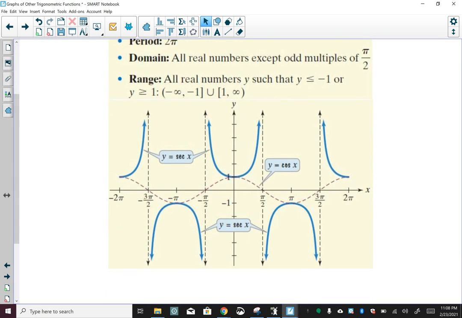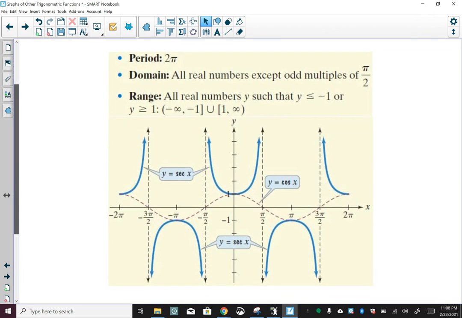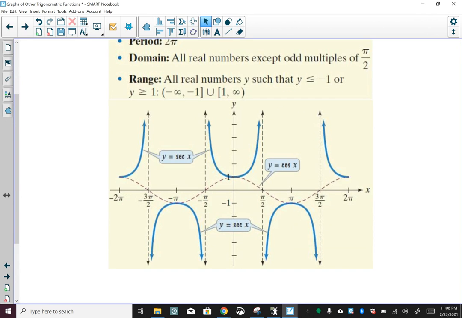Domain. Your domain for your secant. Oh, we moved on to secant. My bad. So your secant, again, is still going to be the same period. The only difference is that you have these asymptotes, and you have asymptotes at multiples of pi over 2. So cosecant is multiples of pi, and then the domain for your secant is the odd multiples of pi over 2. So basically, the domain for secant is the same as for tangent.